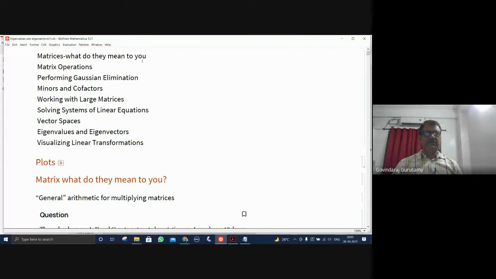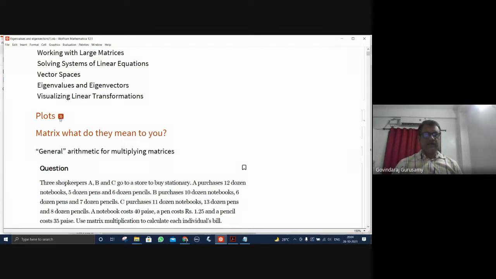Matrices, what do they mean to you? Matrix operations, performing Gaussian elimination, minors and cofactors, working with large matrices, solving systems of linear equations, vector spaces, eigenvalues, eigenvectors, visualizing linear transformations. So this is the idea with which we are going to start now.